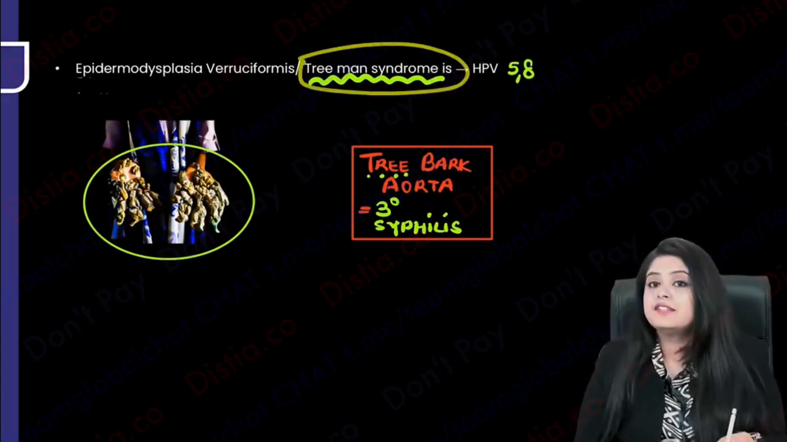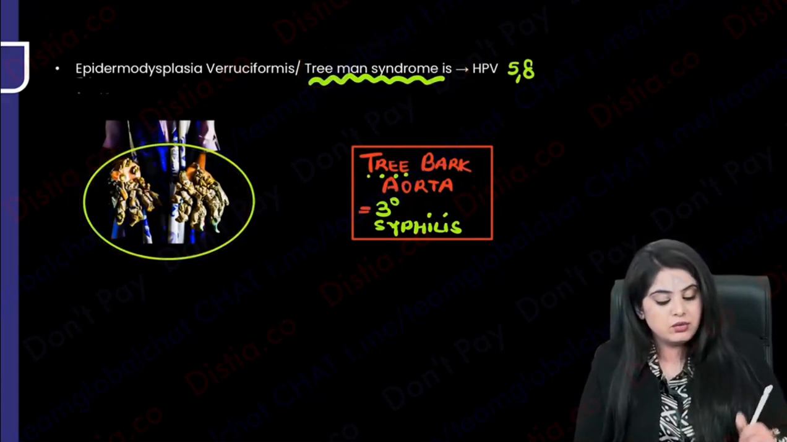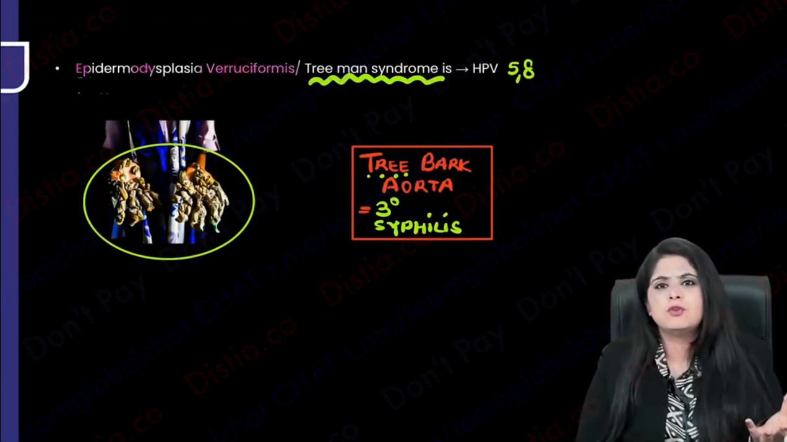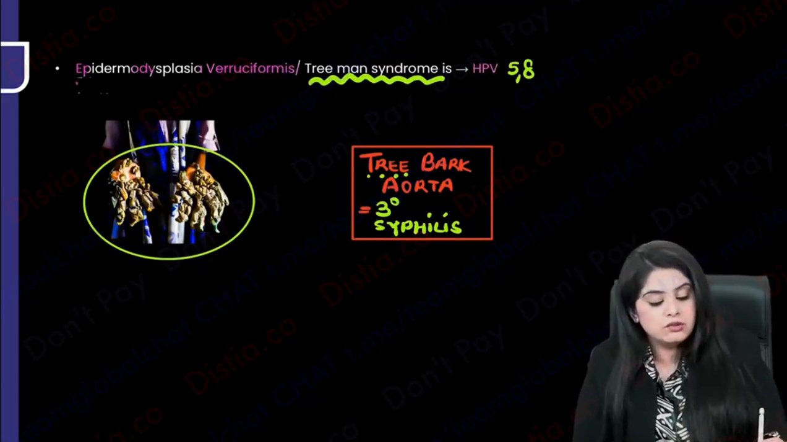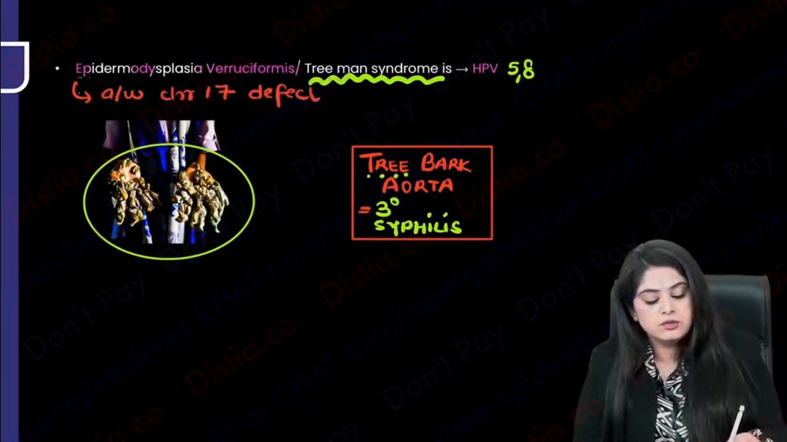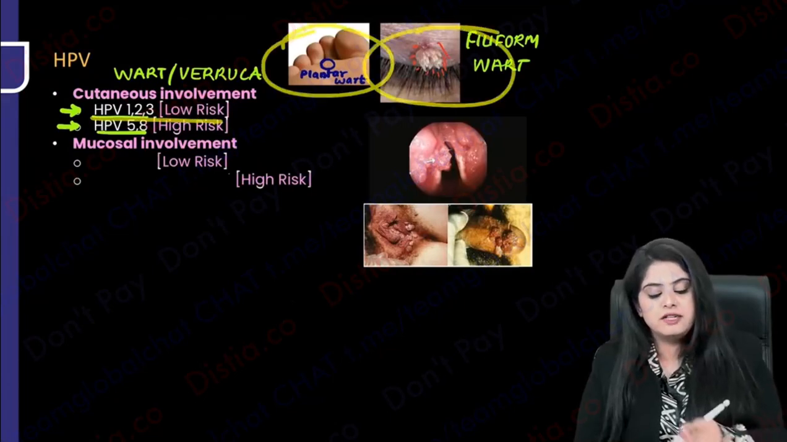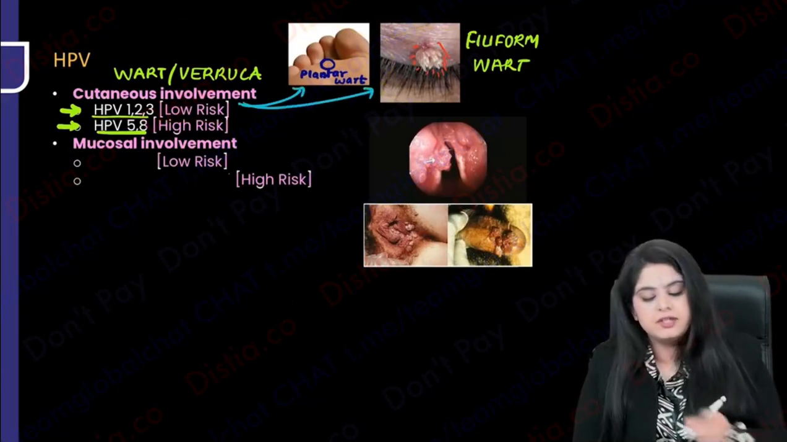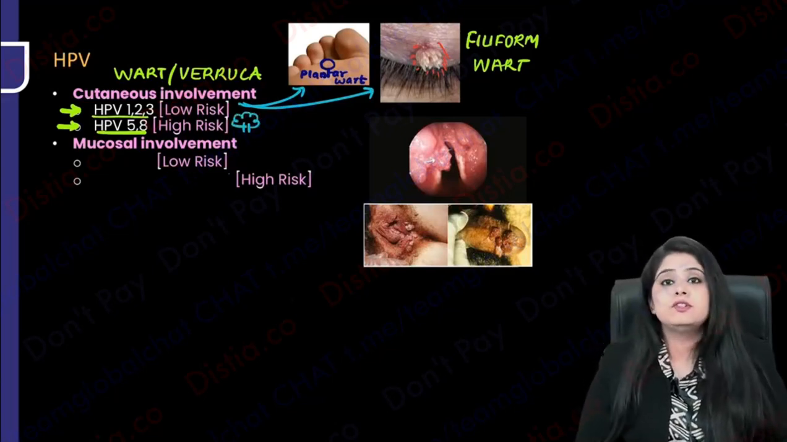This is tree man syndrome. Tree man basically means that you have multiple warts, and that is known as epidermodysplasia verruciformis. Verruca means wart. So epidermodysplasia verruciformis is because of HPV 5 and 8. This has also been associated with a chromosome 17 defect. So this is also a chromosomal problem. So HPV 5 and 8 is done. 1, 2, 3 were causing all these plantar, filiform warts. I'll make a labeling over here, and for HPV 5 and 8, I'll make a tree so that you remember it is going to cause the tree man syndrome.